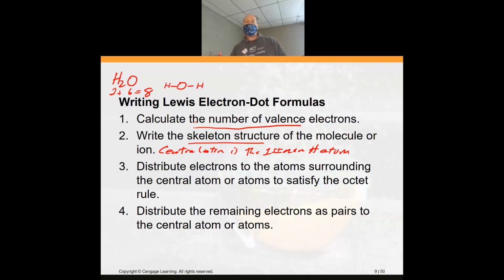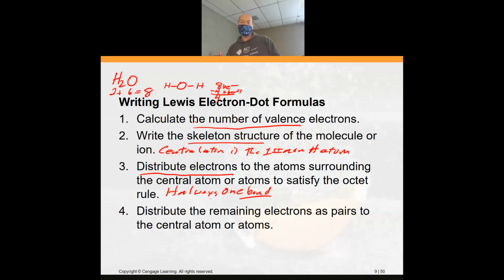Now when we put in 2 bonds, you have to know that a bond is 2 electrons. So we took our 8 valence electrons, we added 2 bonds, and so now we have 8 valence electrons minus 4 for the 2 bonds. So now we have 4 electrons left. Now we have to distribute the remaining electrons in order for all of our atoms to have an octet, except for hydrogen. Hydrogen, always 1 bond.